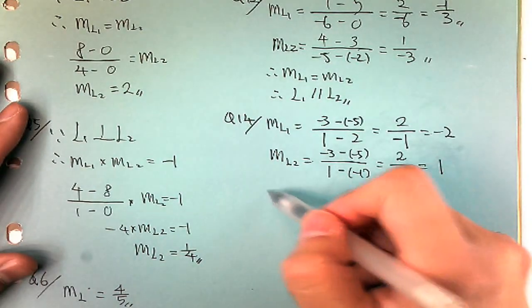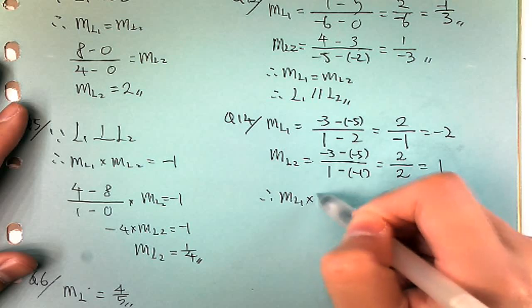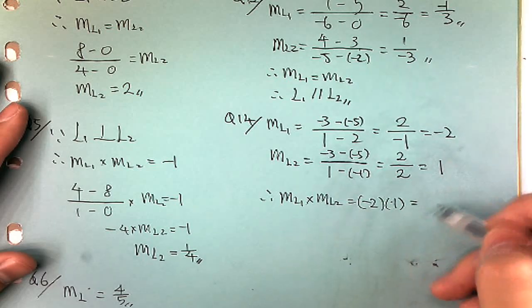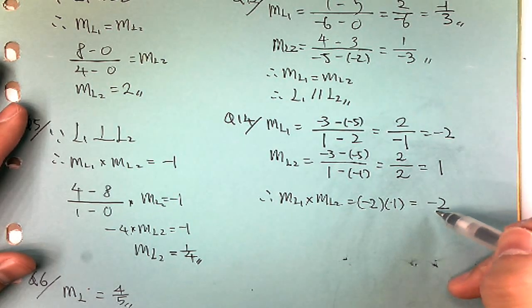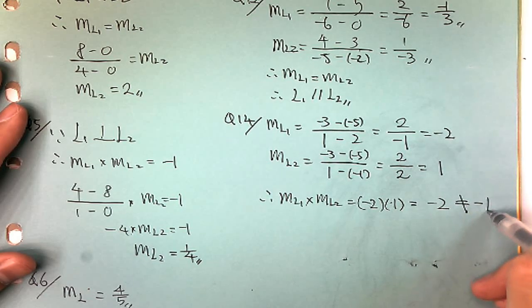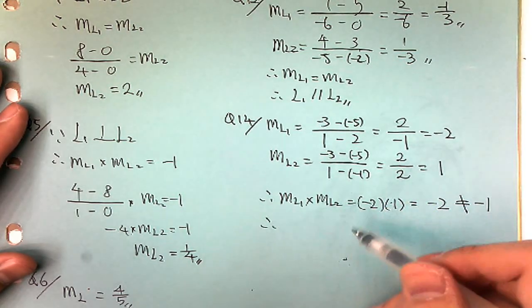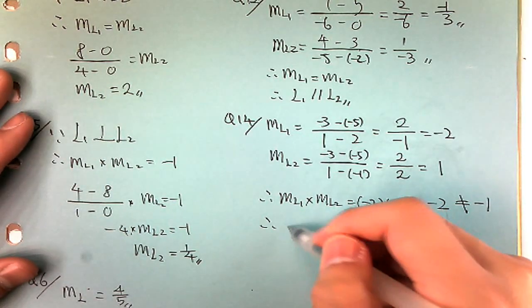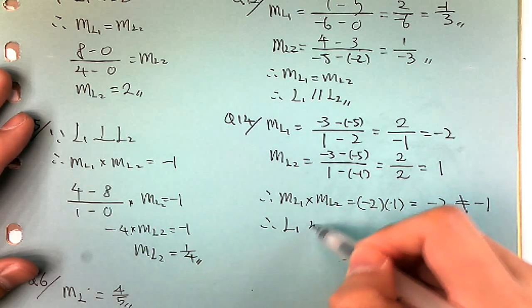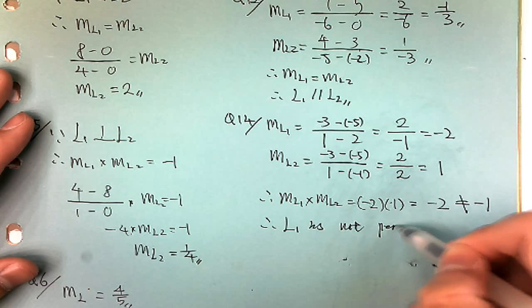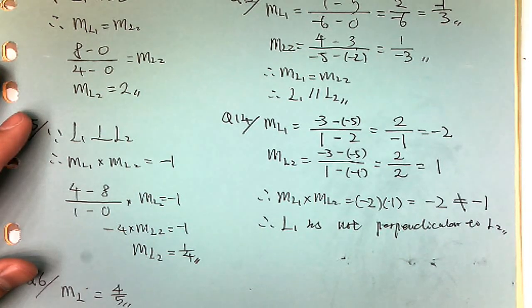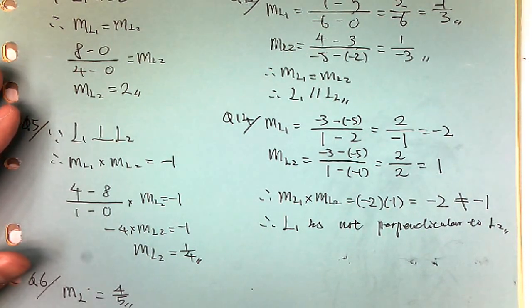Understand? So you have to check. Therefore, mL1 times mL2 equal to -2 times +1 equal to -2. So equal to -2 meaning that it is not equal to -1. Understand? Therefore, is L1 perpendicular to L2? No, but you have to write it in the inverse. Understand? L1 is not perpendicular to L2. Understand? It's not difficult. It's okay? So let's keep going.